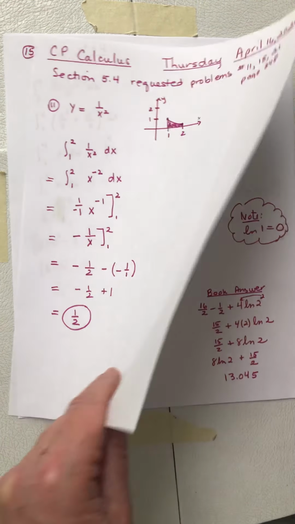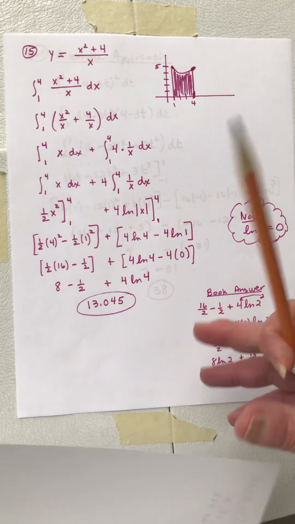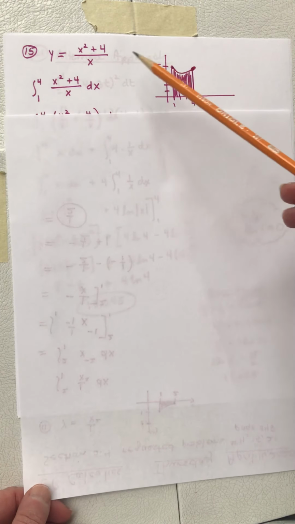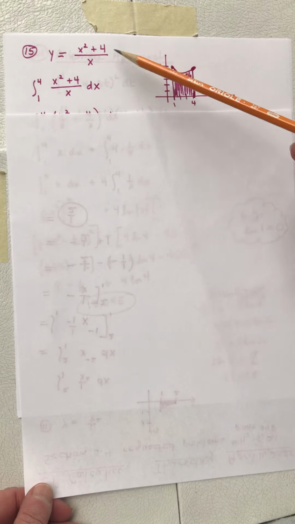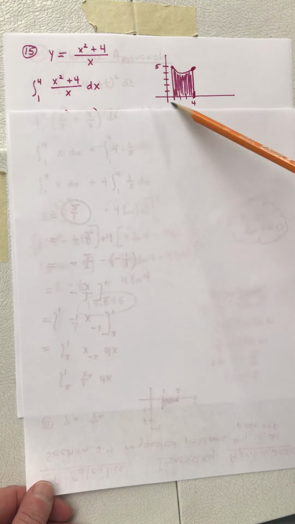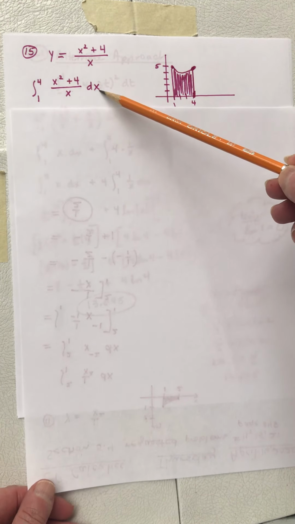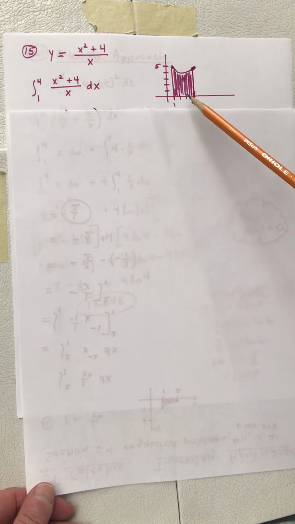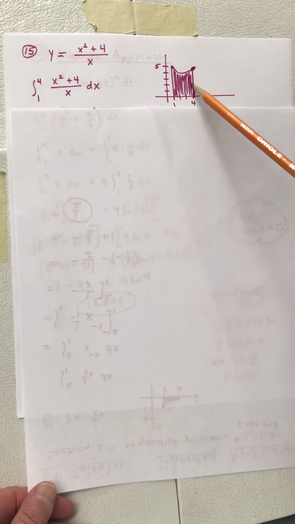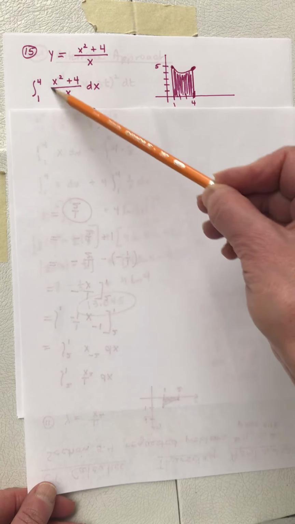Now let's take a look at number 15. That looks like a lot of stuff, so let's just look at part of it for right now. The function is y equals x squared plus 4 over x. And so we have to write the integral. Here's our diagram. Our function is x squared plus 4 over x, and we put in our dx. Our limits of integration are shown in the diagram along the x-axis from 1 to 4. Those are the boundaries on the x-axis for the shaded region. So from 1 to 4, and there's our function.